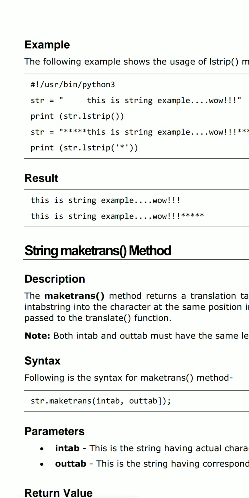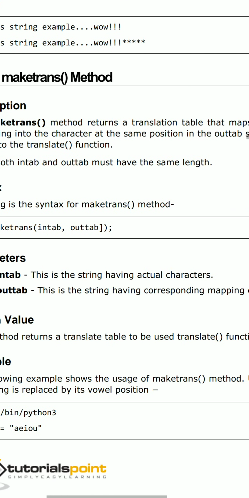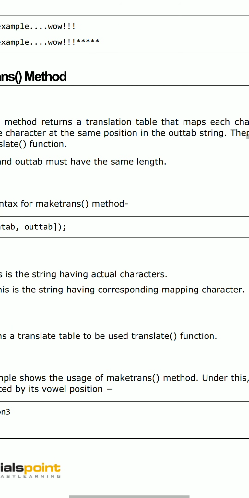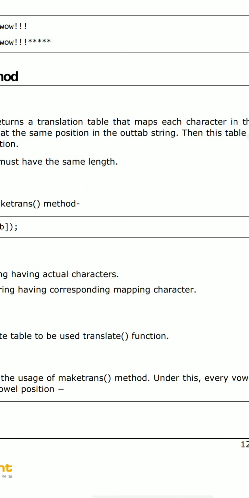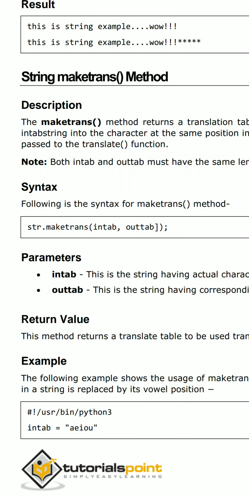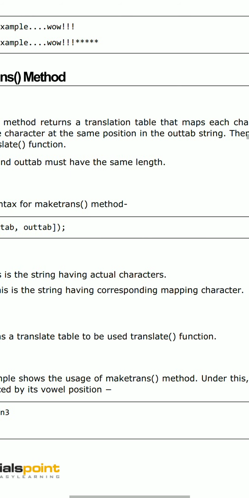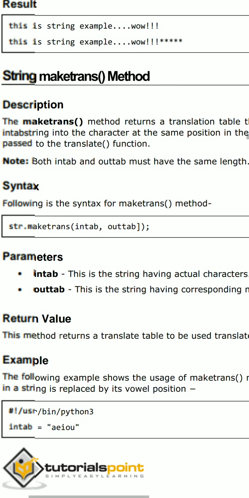That means it trims the characters before the start of the string and prints the characters from the beginning. That is the main aim of the lstrip method. And then we have another method called maketrans. It returns a table that maps each character in the intab string into the character at the same position in the outtab string.